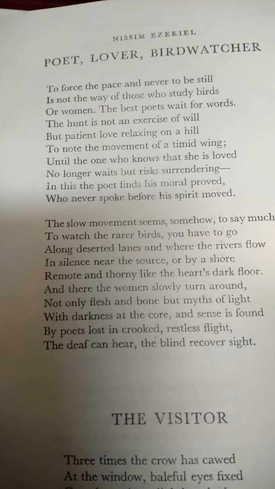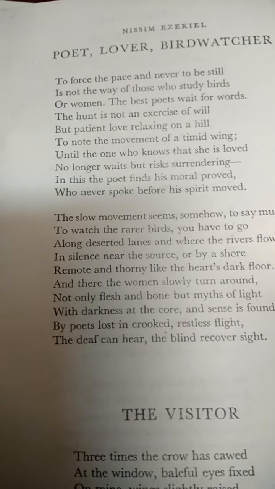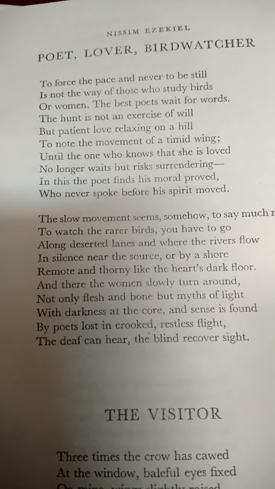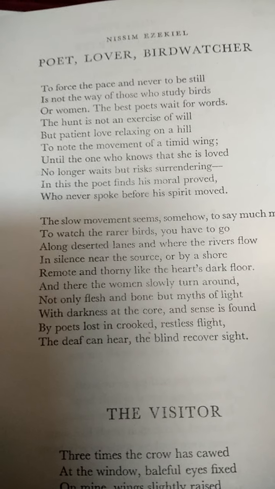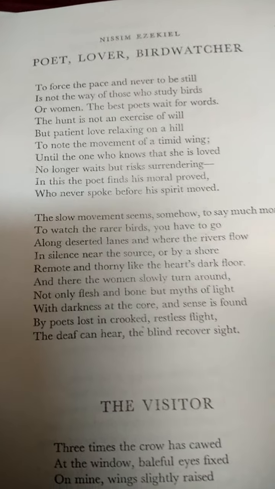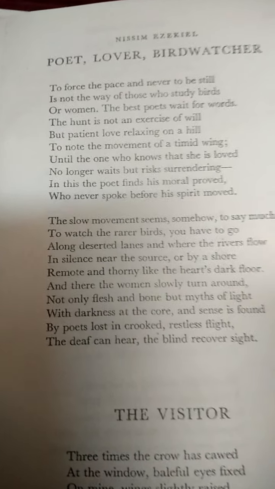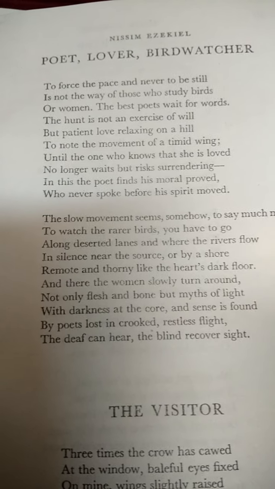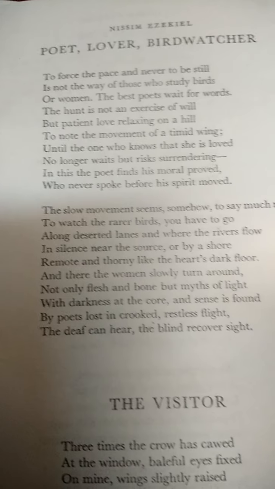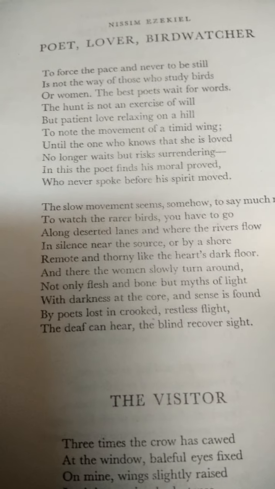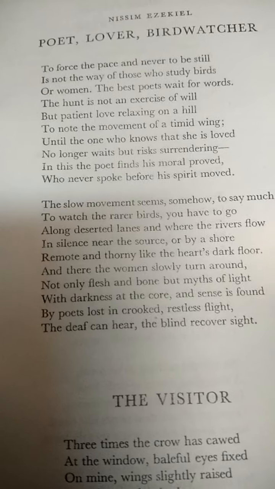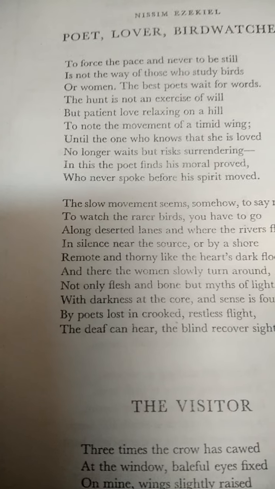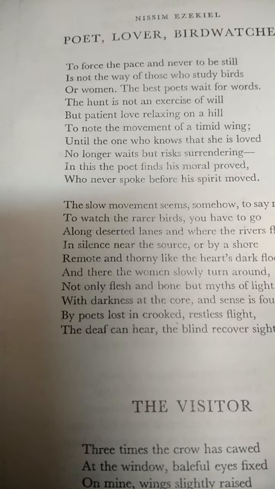Sometimes the moments, and see the spontaneity. Now here it is concerned with spontaneity in the art of writing. And spontaneity again, how can you have spontaneity? Immediate reaction of that. But again, you will have some time. It requires much time. And the third important point the poet has highlighted again, yes, the hunt is not an exercise of will, but patient love, yes, relaxing on a hill.